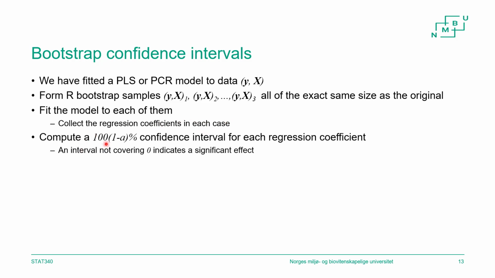Then we can compute, for instance, a 95% confidence interval, if this is 0.05. A 95% confidence interval for the regression coefficients, and if it doesn't cover 0, it indicates a significant effect at the 5% level.